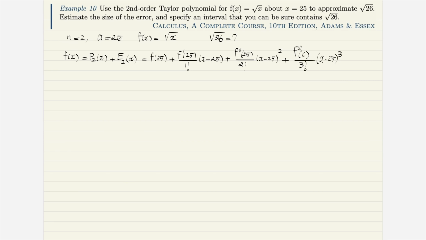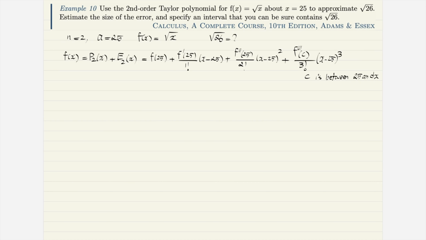But you have to remember, what is c? c is between a, which is 25, and x. Okay, so let us start now calculating these coefficients.